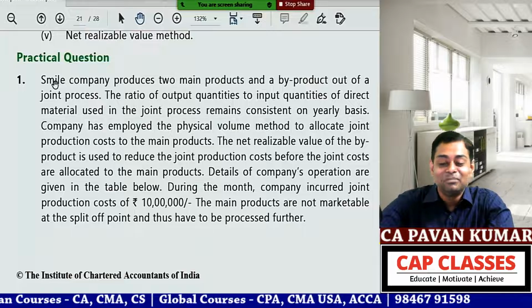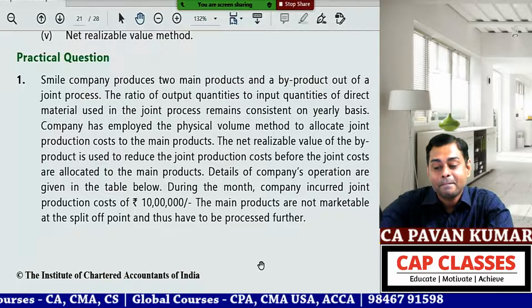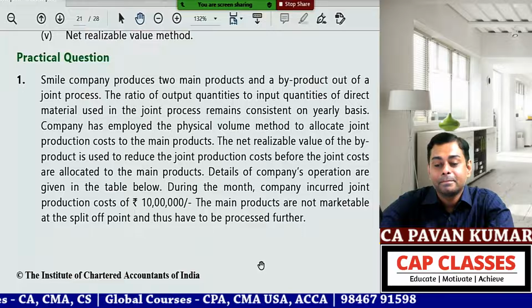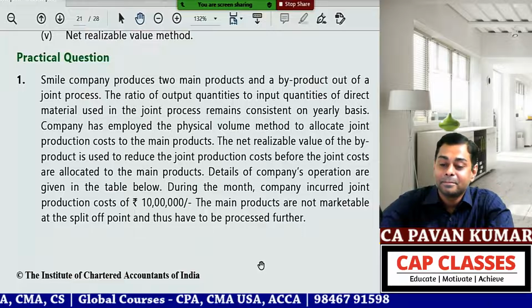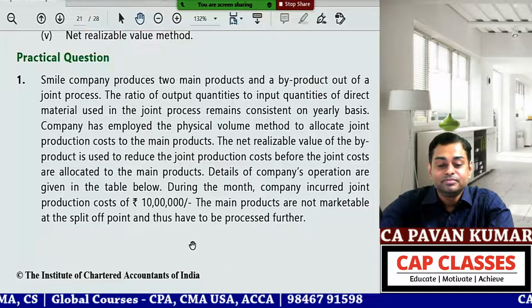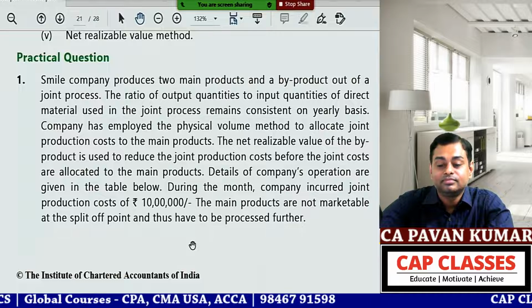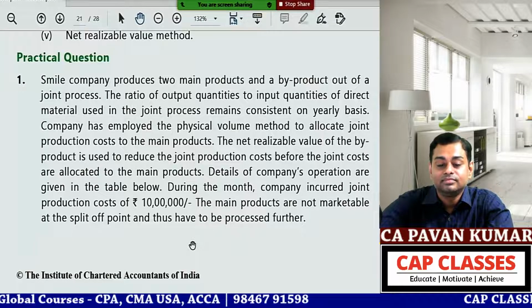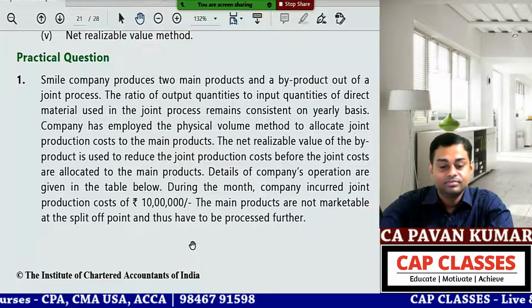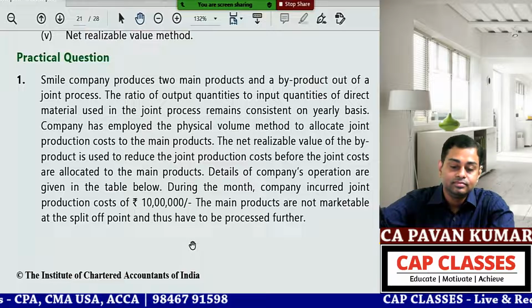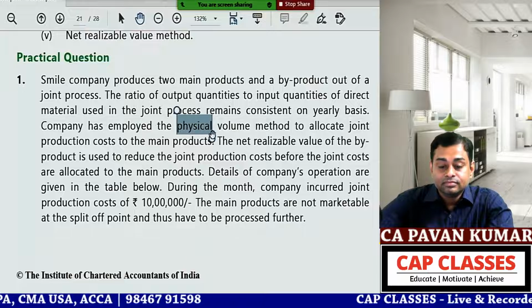Okay, read question number 1. Smile company produces 2 main products and a byproduct out of a joint process. The ratio of output quantities to input quantities of direct material used in the joint process remains consistent on a yearly basis. Company has employed the physical volume method to allocate joint production cost to the main products.